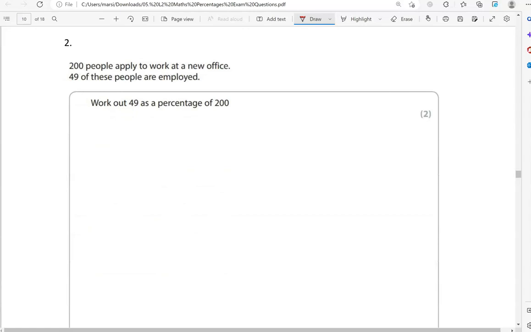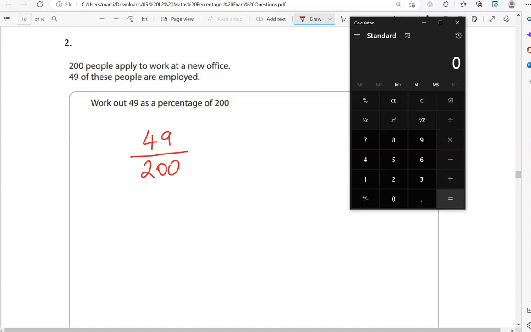200 people apply to work at a new office. 49 of these people are employed. Work out 49 as a percentage of 200. So 49 out of 200. So 49 divided by 200 gives us 0.245.